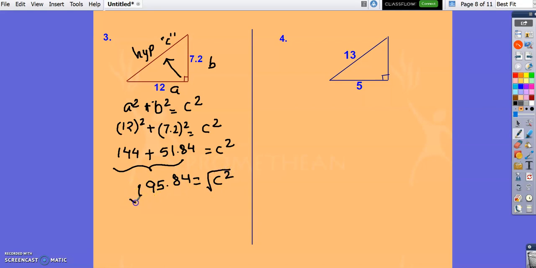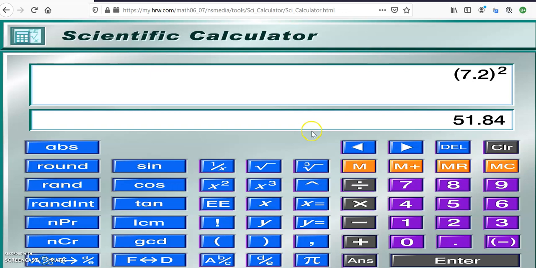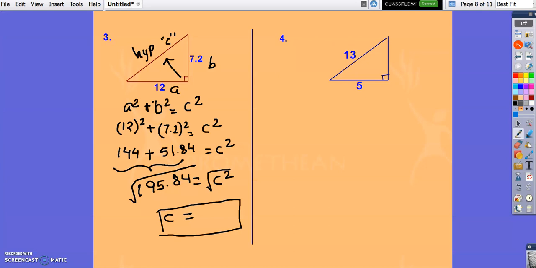After this I will take the radical of both sides and this will give me the value of c. So the value of c, if I use my calculator, is the square root of 195.84. So I will use this, and I will close my parentheses. My answer is 13.99 or 14. You can write 14 also. I will write 13.99. So that's my answer, 13.99. Go ahead and copy the solution.